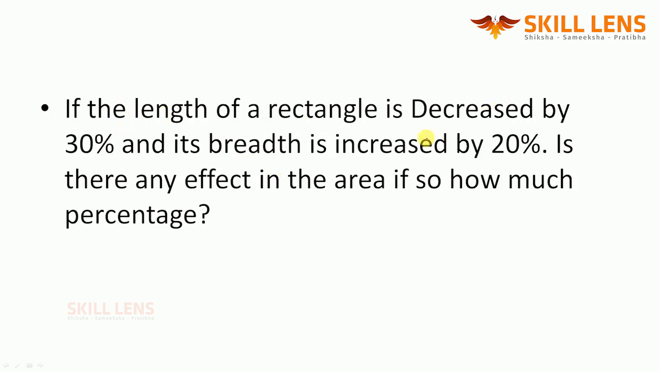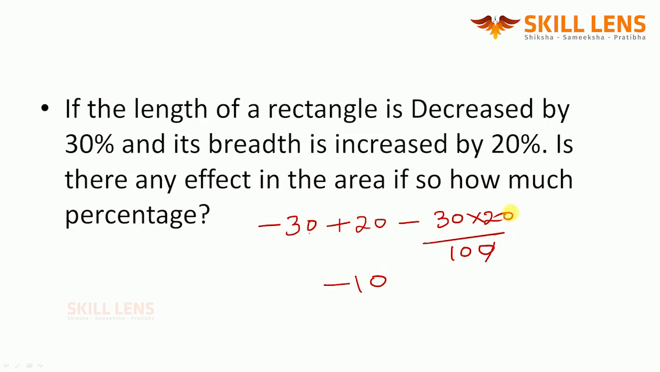The length of a rectangle decreases by 30, so first it is a decrease of 30. Breadth is increased by 20, so plus 20. Plus into minus gives minus. Yes or no? Minus 30 into plus 20 divided by 100. Minus 30 and plus 20 is minus 10. The zeros will get cancelled. 3 sixes are 18, no, 3 into 2 is 6, so minus 6. Minus 10 and minus 6 is minus 16%. A 16% decrease.